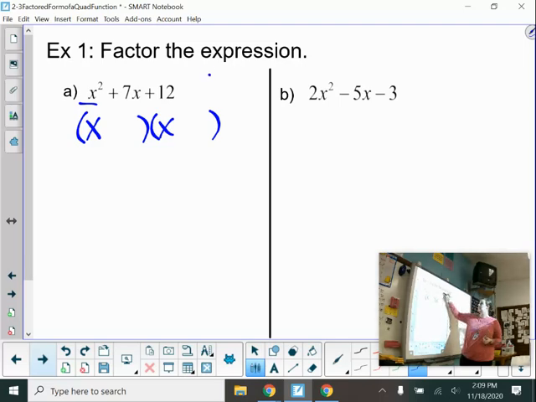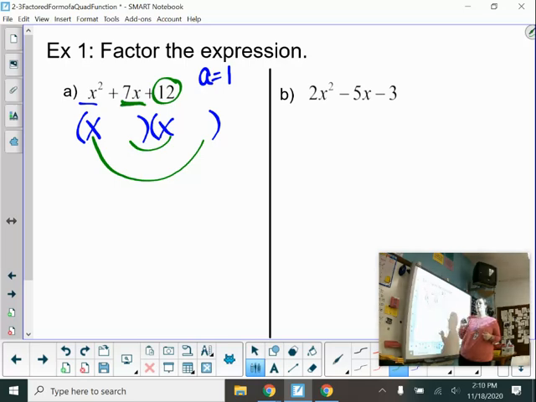Now again, this is an easier example because your a value is equal to 1. And when that happens, you're looking for factors of the last term that would add together to equal the middle term. If you remember through FOIL, when we multiply our outer and our inner terms together, they become whatever's in the middle of my function. So I'm looking at factors of 12. We want to think what factors of 12 would add to make a positive 7. Well, that would be a positive 3 and a positive 4.